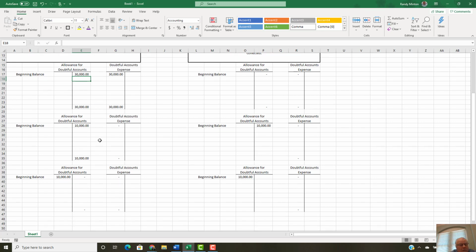Now let's take a look at what happens if we have a beginning balance in the allowance for doubtful accounts. That's the contra asset. So let's explain first of all what that means. If I have a credit balance sitting in the allowance for doubtful accounts, what that means is that I estimated more in the previous year than I actually saw go bad. Okay, so I estimated that there was $10,000 in this case, 10,000 more that would go bad than actually did.